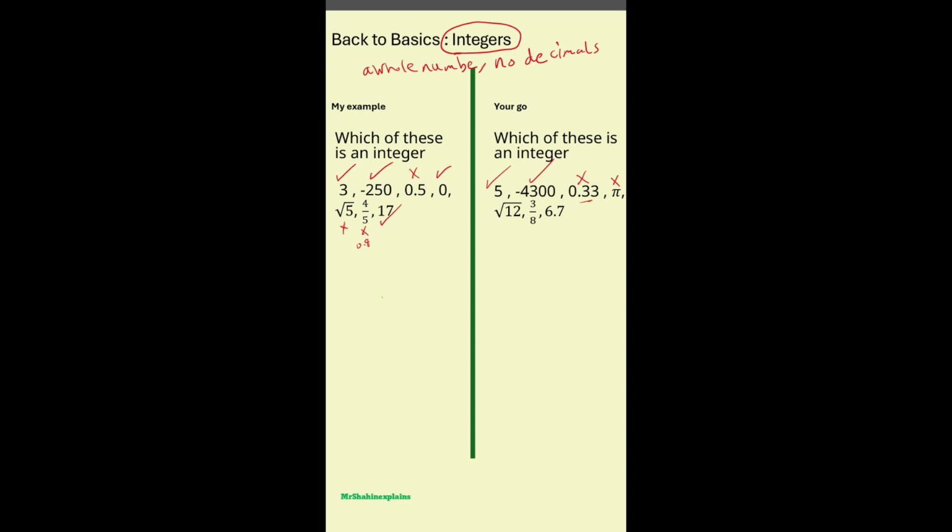Square root of 12, not an integer. 3 over 8, decimals, not an integer. 6.7, yeah, does have decimals, so it's not an integer. So the only integers in here are 5 and minus 4,300.